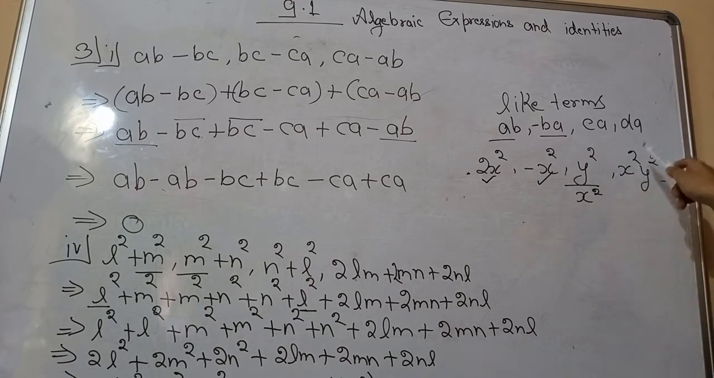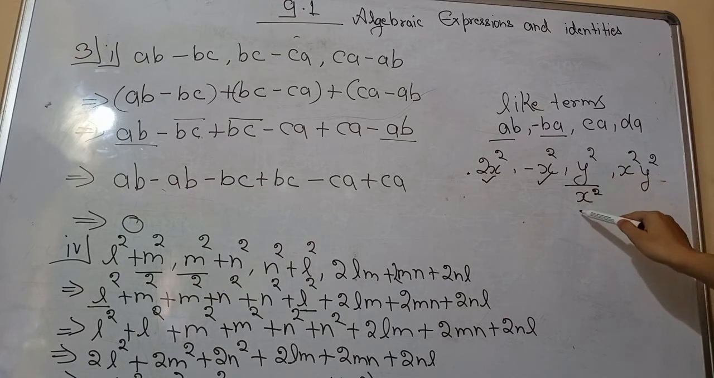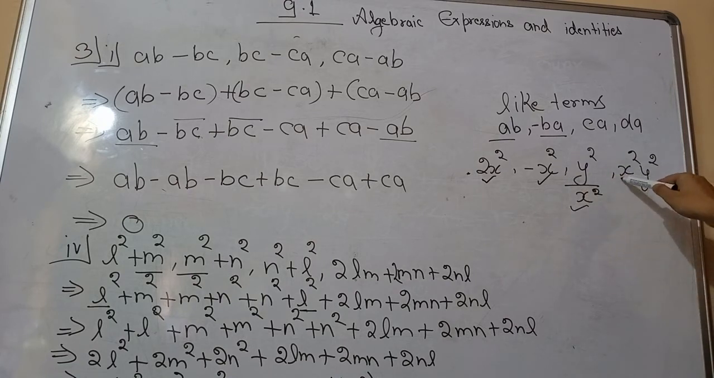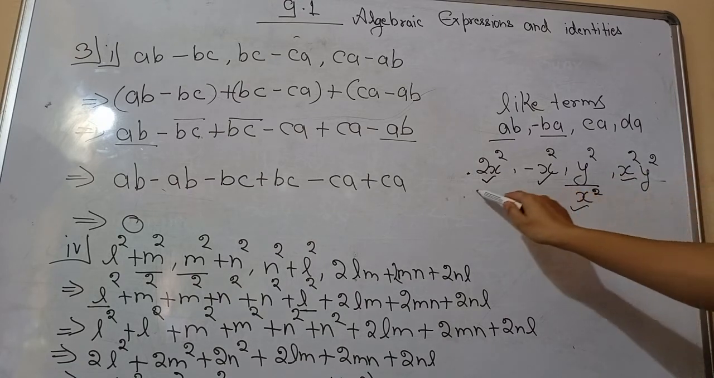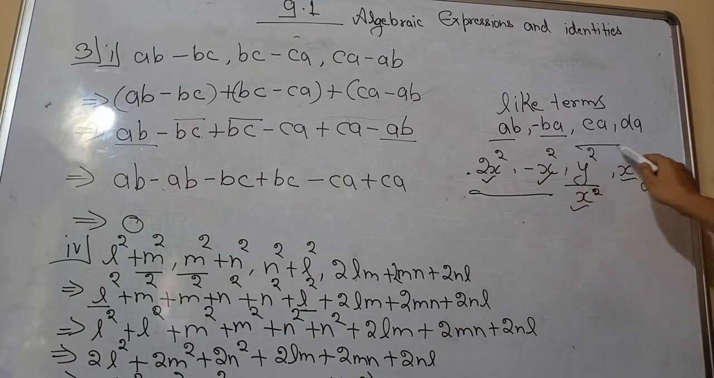But here also there are similar variables x square and y square, but both are in multiplication. So I have told you, eliminate the operations, eliminate the numbers. So x square y square is present here also, and x square y square is present here also. So these two are like terms and these two are like terms. So this is how you can find out like terms out of given terms.